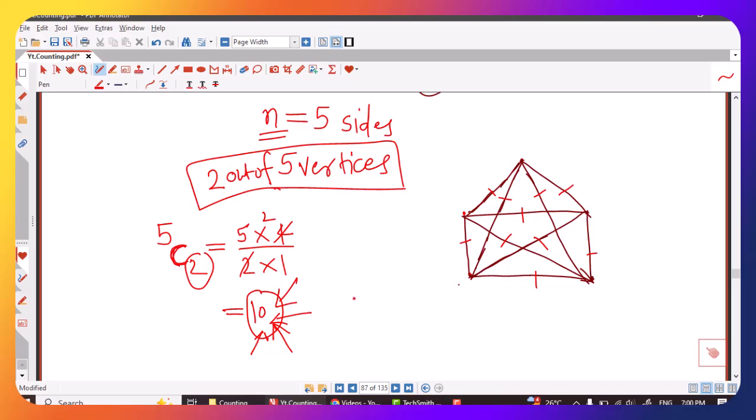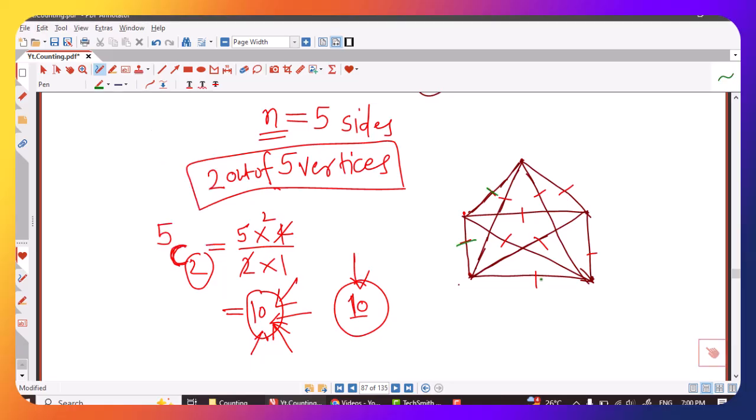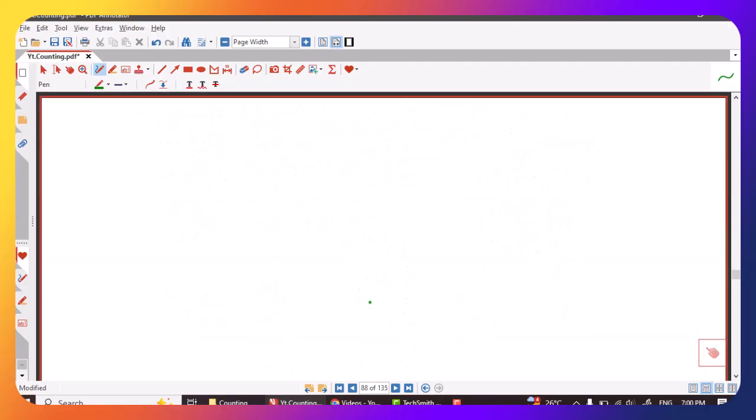Now out of these 10 line segments, not all are diagonals. So which line segments are not diagonals? The sides of the polygon are not diagonals, and we know that in a pentagon we have 5 sides. So we have to subtract the number of sides out of these 10, and that is equal to 5. So this we can generalize for any polygon with n sides.